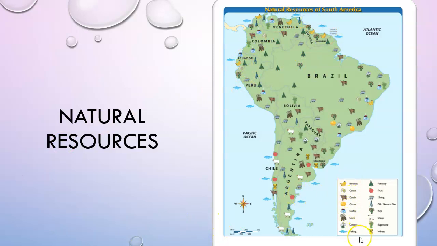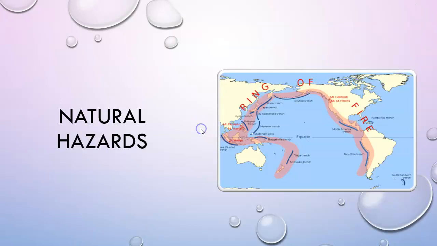Natural resources, you can see, are kind of spread all throughout South America. Anything from different agricultural products, you even have oil up here in Colombia and Venezuela. They have actually found there are a great deal of oil reserves in Brazil as well. Natural hazards, again, since it does fall along this ring of fire around the Pacific Ocean, the western coast of South America is susceptible to things like hurricanes, earthquakes, and volcanic activity.